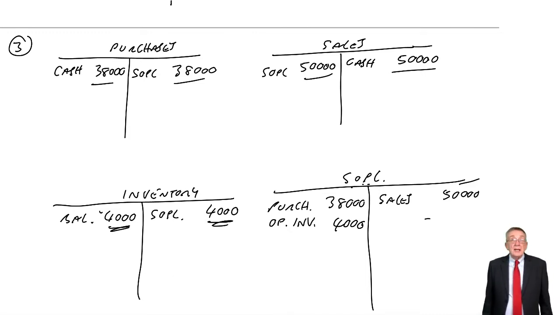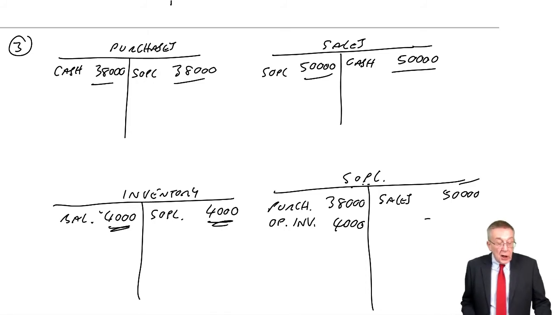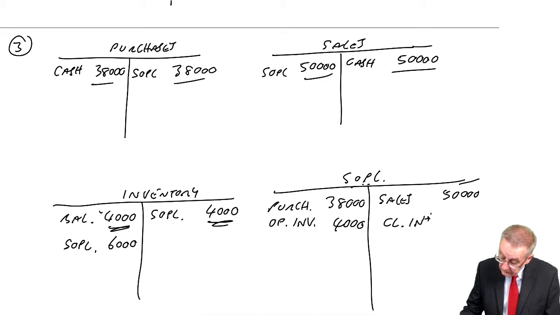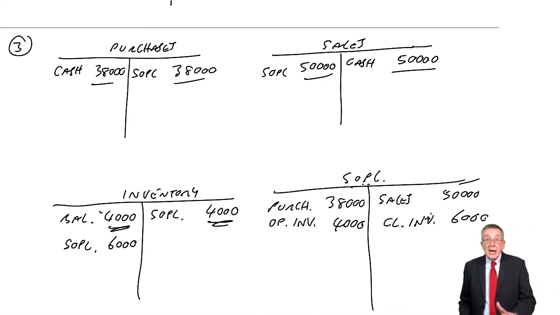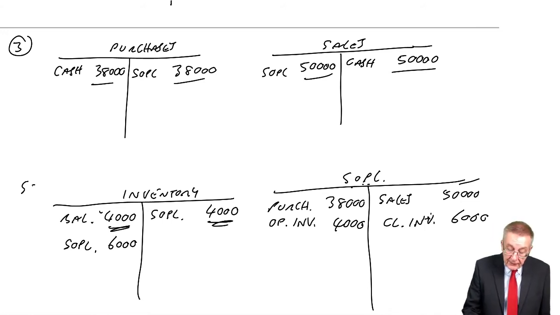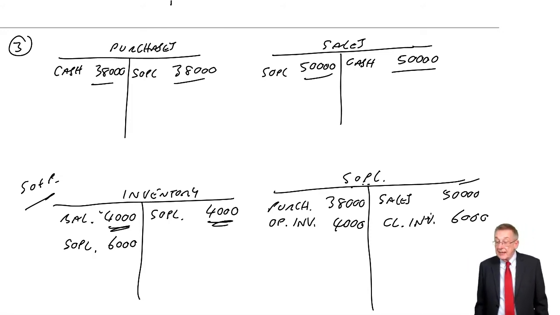We've now got a balance of 0, and so just like we did last year, we now create the closing inventory. The closing inventory is 6,000. Debit inventory, credit statement of profit or loss. And of course, now everything's perfect. Purchases, sales, the balance is 0, ready to record next year's. Inventory, balance of 6,000 to appear on the statement of financial position as an asset, and that's the correct closing inventory.